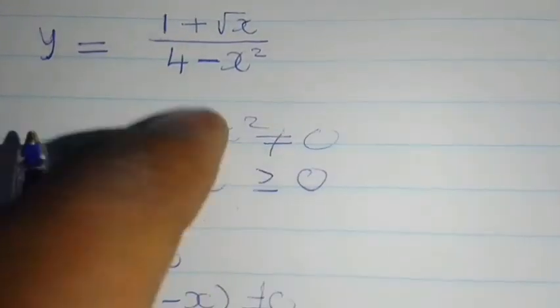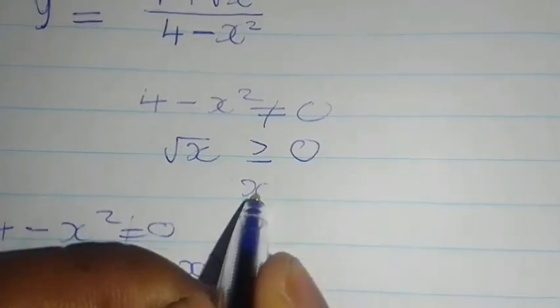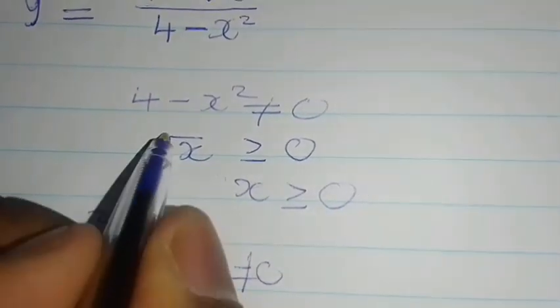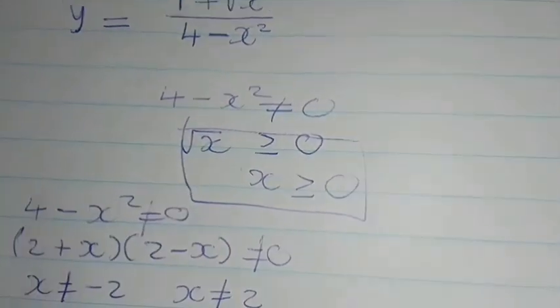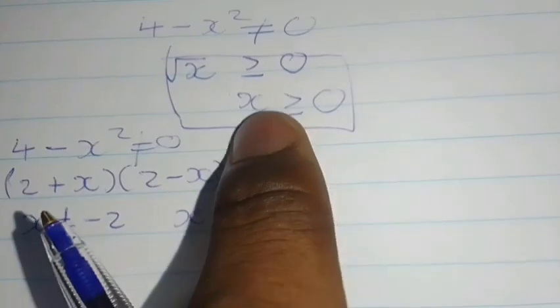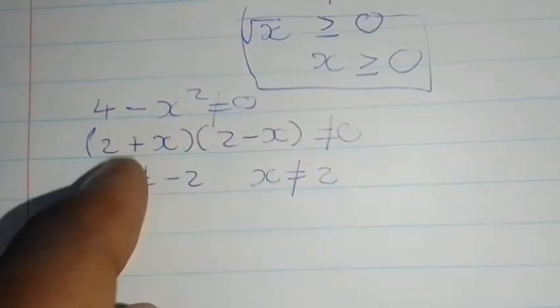But this is not the final answer. You must be able to link the two. Now from the square root you get that x is equal to or greater than 0. That's the solution to this one. Now you must link x equal to or greater than 0 and the 2.